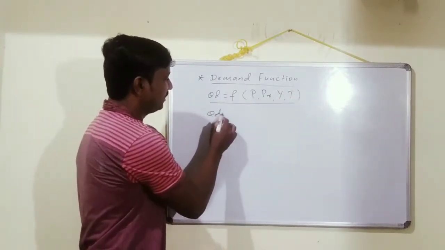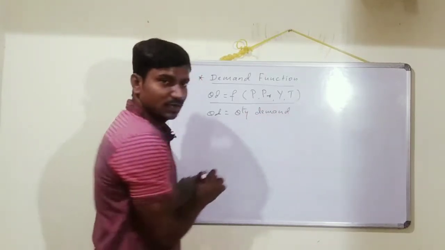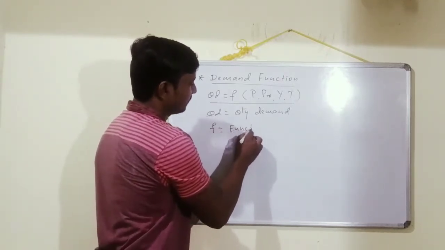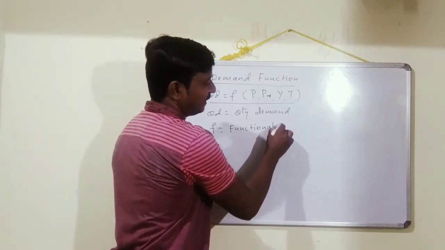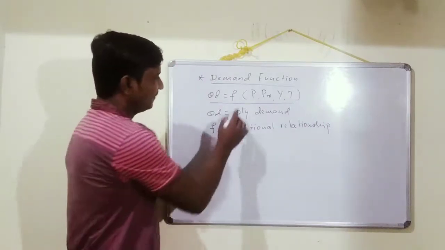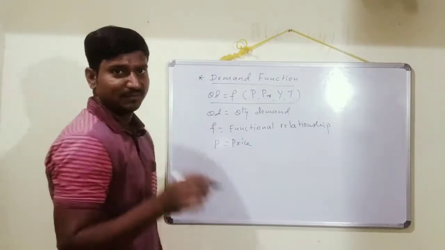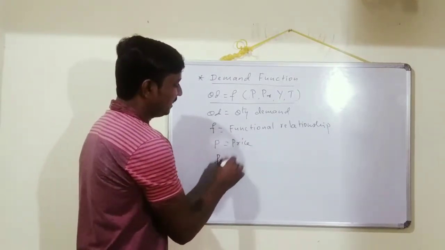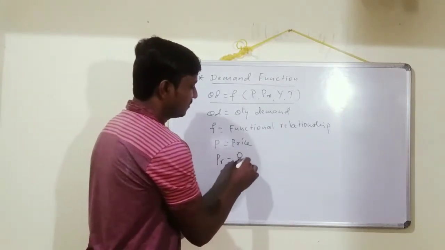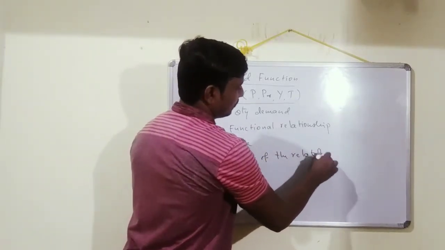QD means the quantity demand. Whereas F is the functional relationship. Whereas P is the price. In short form we write P for price. And the next one, PR, is another determinant of demand. What is that? Price of the related product.